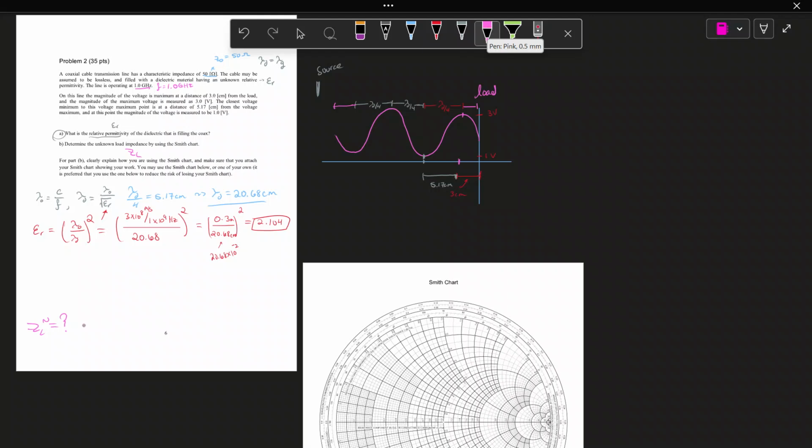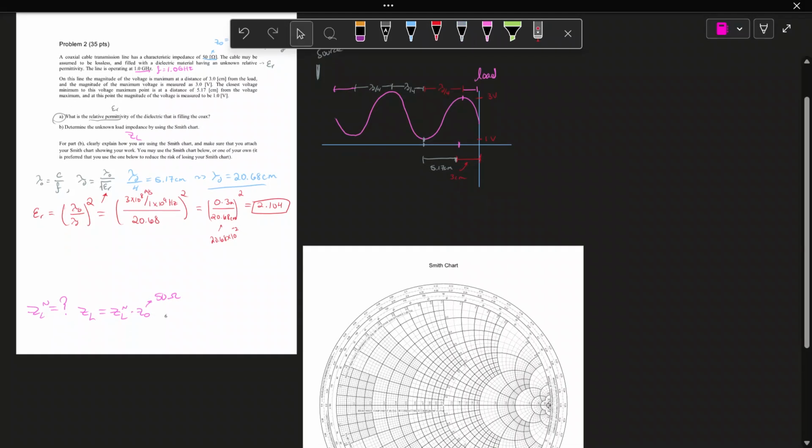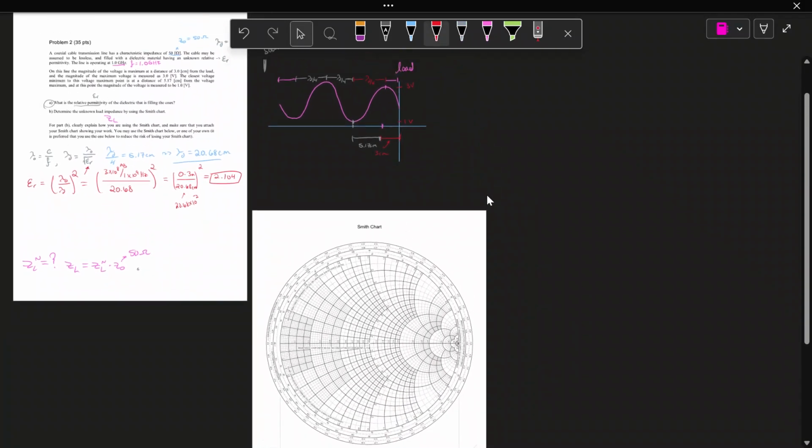Well, how do we get the regular load? The regular load is equal to the normalized load impedance times Z0, which we said was 50 ohms. So that's the characteristic impedance. Anyways, let's get to the Smith chart. That's pretty much what everyone here is for.